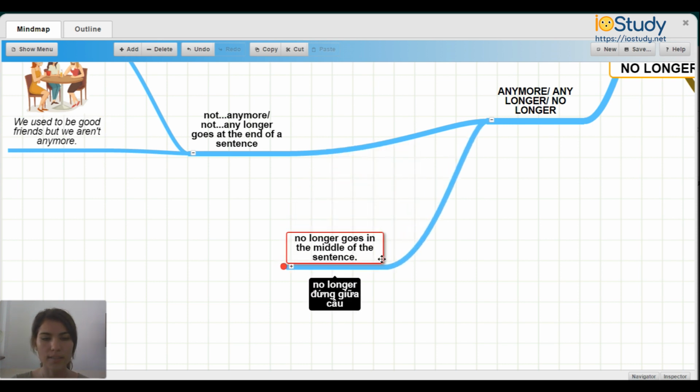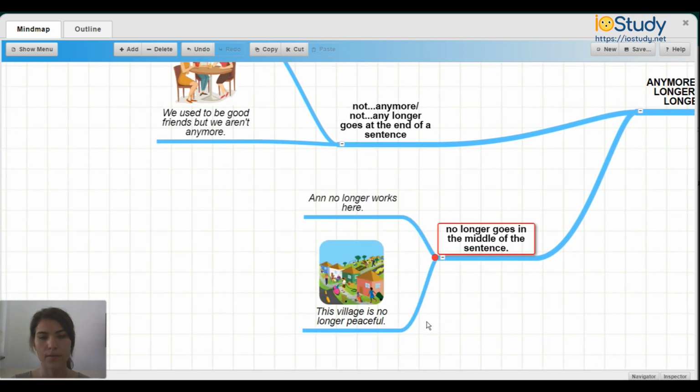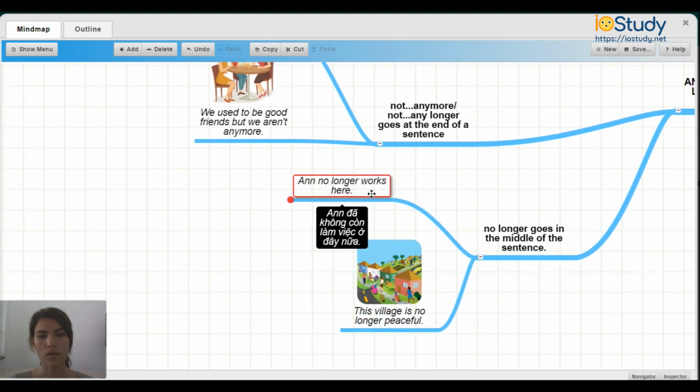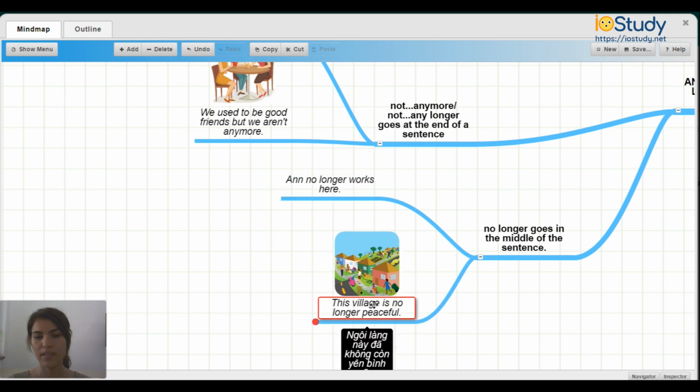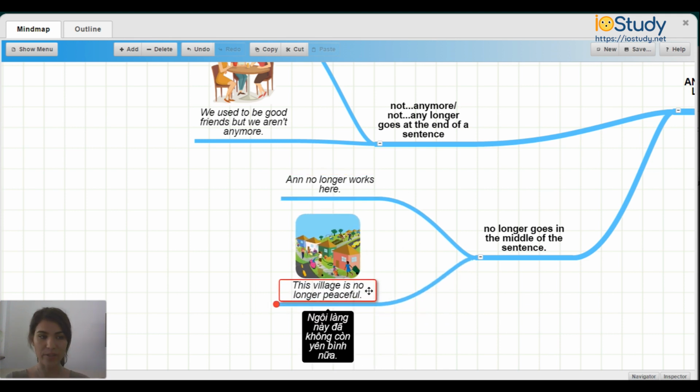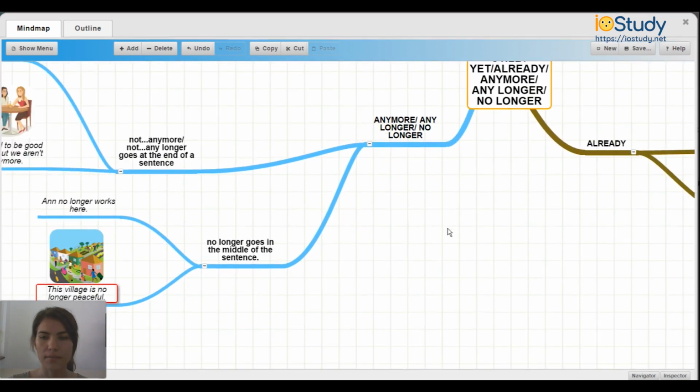Next, no longer goes in the middle of a sentence. For example, Anne no longer works here. And this village is no longer peaceful. So those are both using no longer.